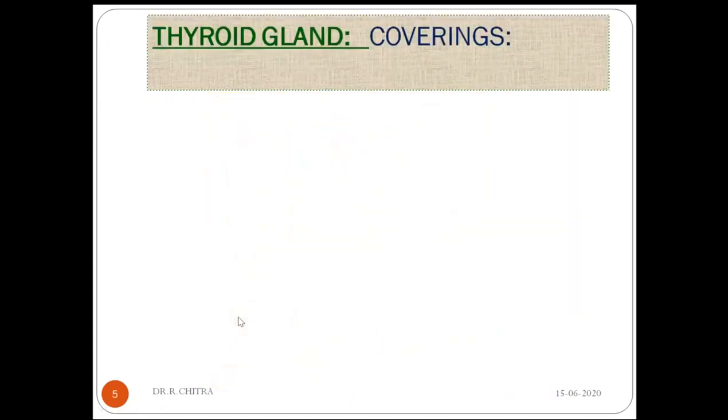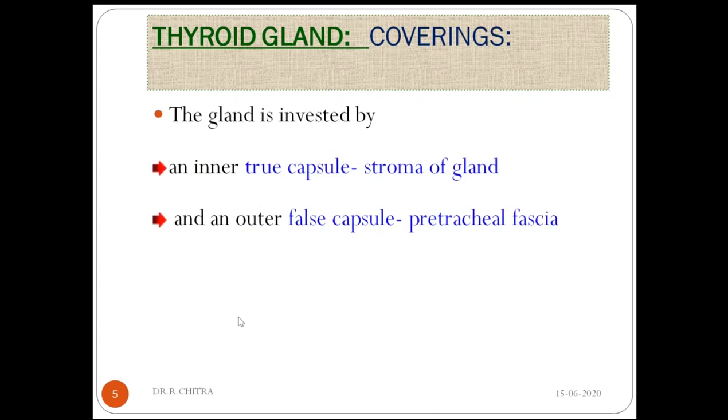So situation we have covered. Now the coverings. It has a true capsule and a false capsule. Of any organ, the true capsule will be formed by the stroma of the gland, and here the false capsule is formed by the deep cervical fascia. That fascia is the pretracheal fascia. I think in the deep cervical fascia class, you should have learned pretracheal fascia. It is the fascia derived from the investing layer, and it is the pretracheal fascia.